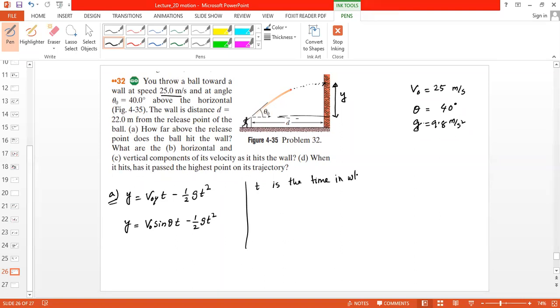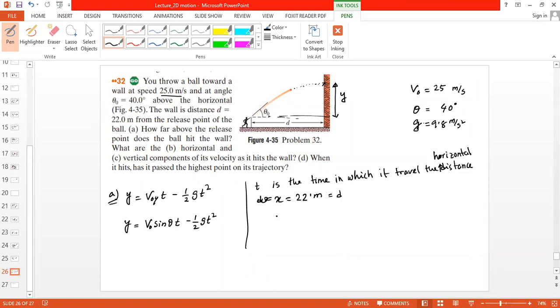So t is the time in which it travels the horizontal distance d, let's say horizontal distance d equal to 22 meter, or x equal to 22 meter, which is my d basically.